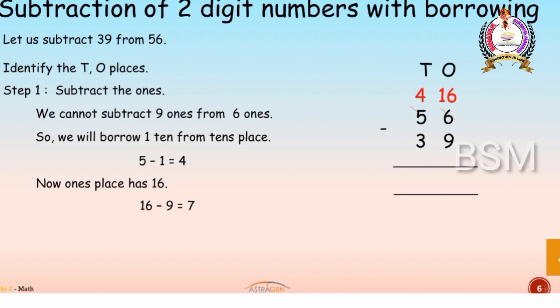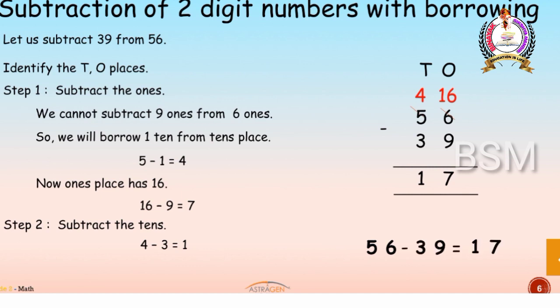How do you subtract? Go back from 16. Open 9 fingers and count backwards. 15, 14, 13, 12, 11, 10, 9, 8 and 7. So 16 minus 9 is 7. Right? Now because 5 gave away 10 to the ones house, it is having only 4 tens. That means 4 bundles becomes 40. So 40 minus 30, that is 4 minus 3 is 1. So you get 56 minus 39 is 17.